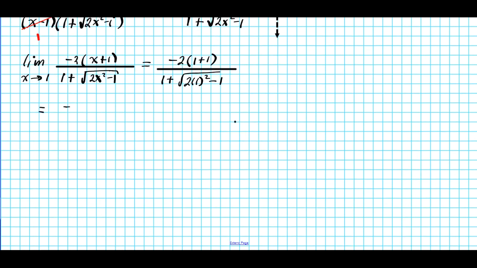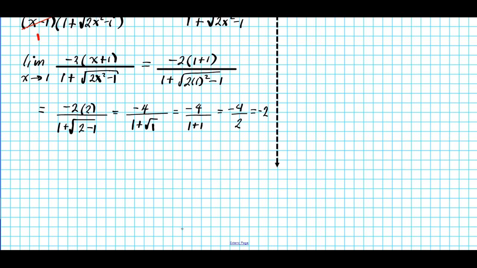Negative 2 times 2 over 1 plus the square root of 1 squared is 1, times 2 is 2, minus 1, which is equal to negative 4 over 1 plus root 1, which is negative 4 over 1 plus 1, negative 4 over 2. And as you can see, our final answer is going to be negative 2. Okay? So that's how to evaluate that limit using the algebraic method.